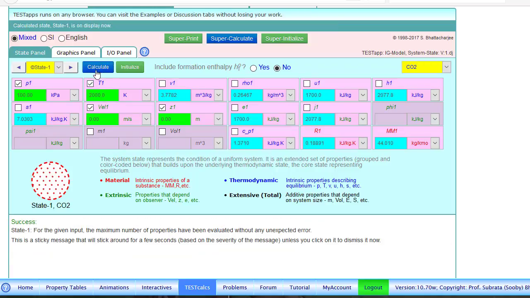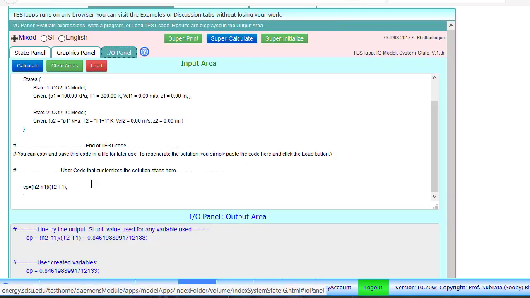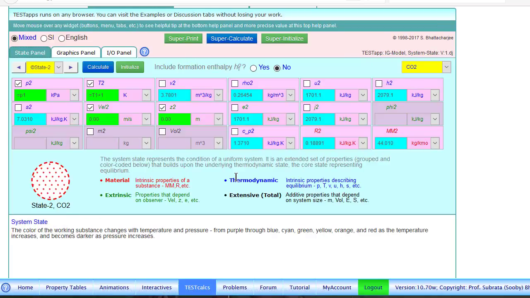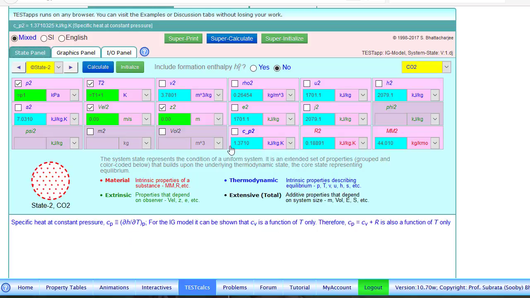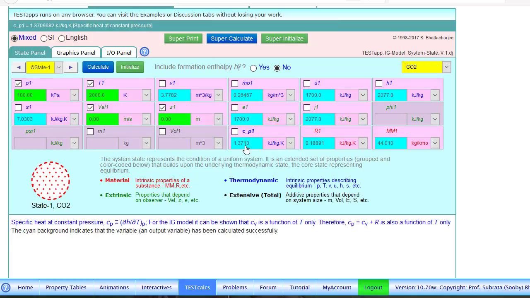And hit calculate. State 2, hit calculate. We also could have just hit super calculate for both of those, and it would bring us directly to the I/O panel. And we'll hit calculate again for this. And it gives us a CP value for the 2000 Kelvin of 1.37 kilojoules per kilogram Kelvin. And again, we can go check that in the state panel. There it is, 1.371 and 1.371.